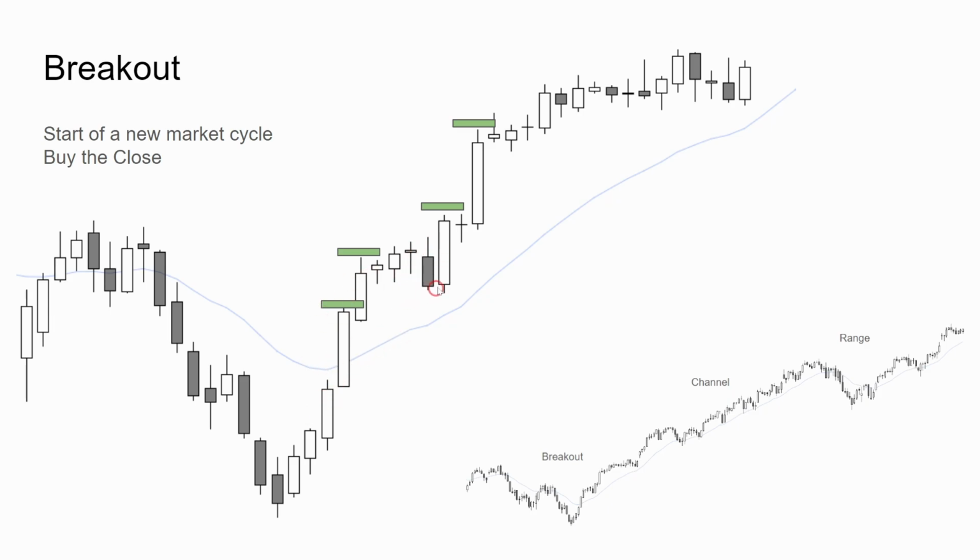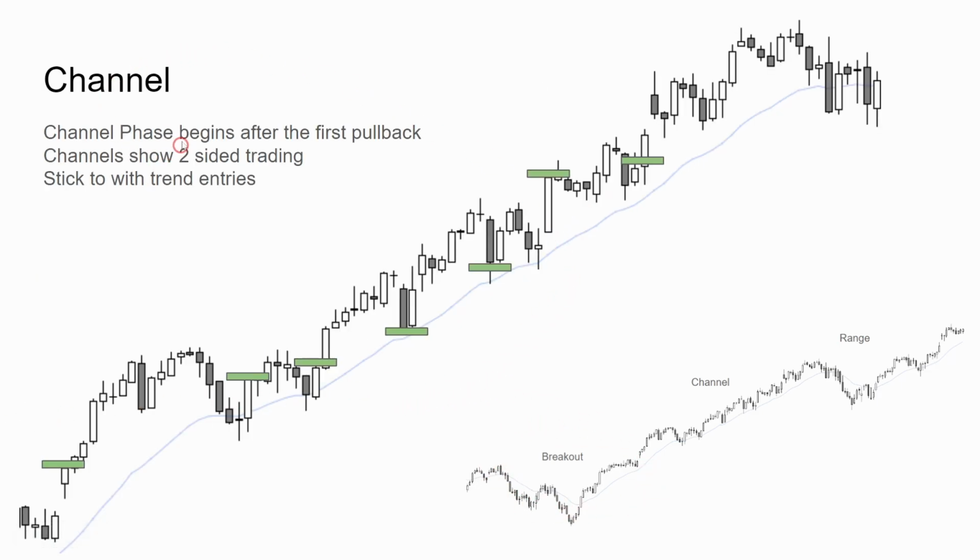After this, first bar is the channel phase. You can see two-sided trading steps in, but we can still buy strong closes. This is the first reversal. Again, this is the first part of the market cycle and we're down here. The channel phase is the second part of the market cycle where you're looking at the middle. And in the channel phase is where we can see the legs. The breakout is leg 1. Then we have the leg 2s, leg 3s, leg 4s.